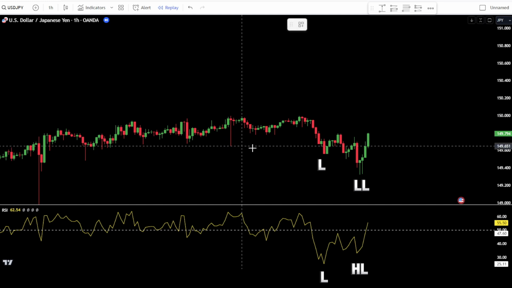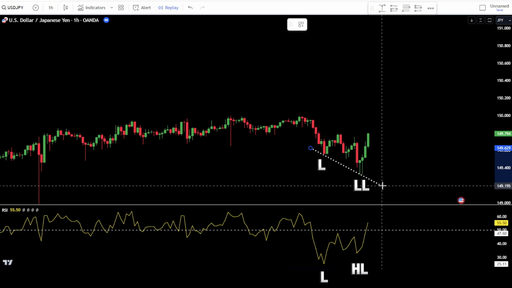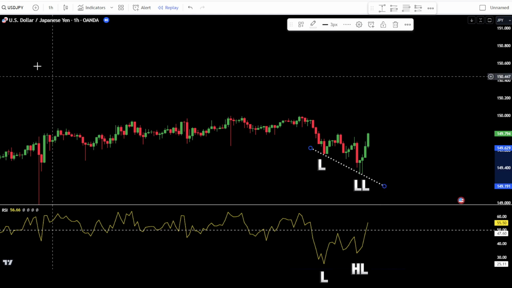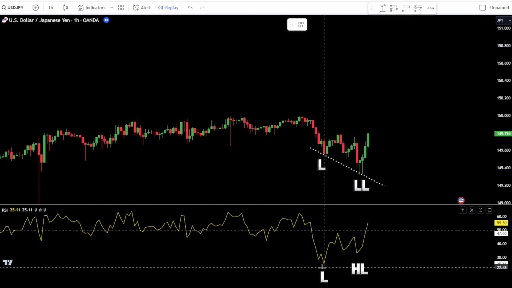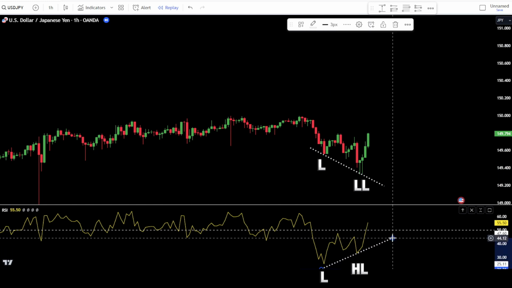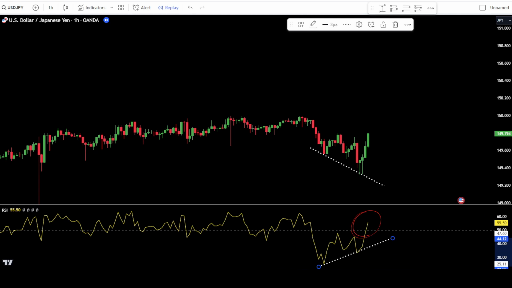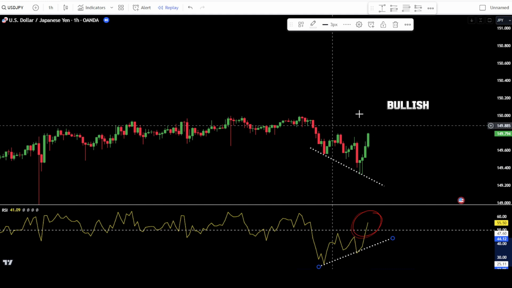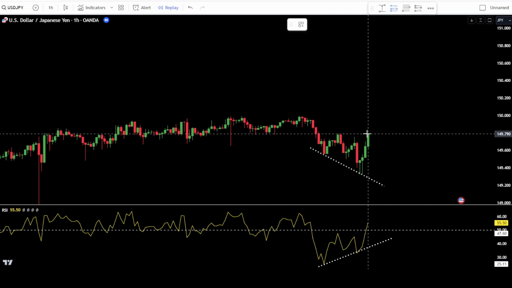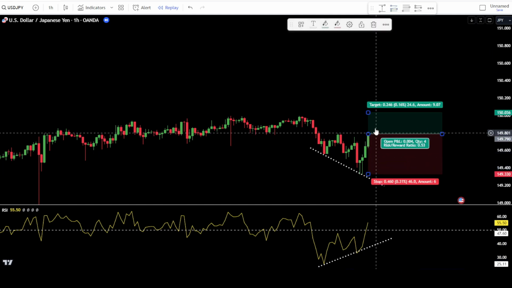2. To confirm this, draw a trend line from the candlestick low to the lower low on the candlestick, and then draw a line from the low point to the higher low point on the indicator. 3. After confirming the bullish divergence, wait for the RSI signal line to cross above the 50 level. 4. Once the RSI signal line has crossed above the 50 level, ensure that the candlestick formed is bullish. 5. After all is confirmed, you can enter a buy position after the bullish candlestick has closed.